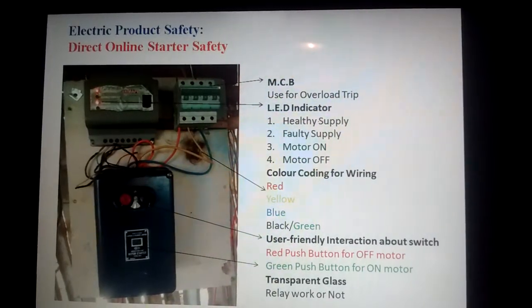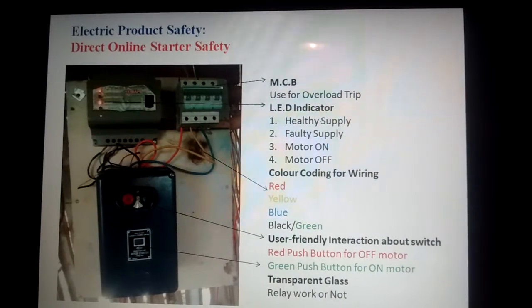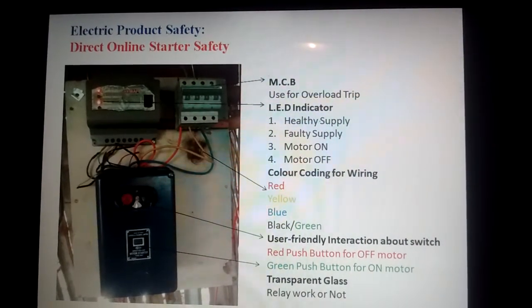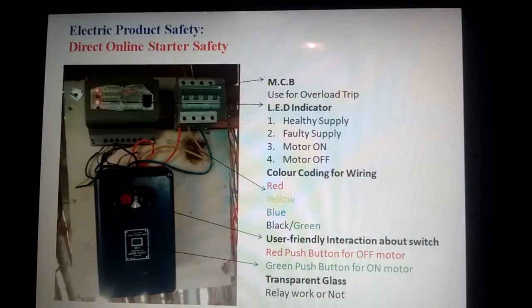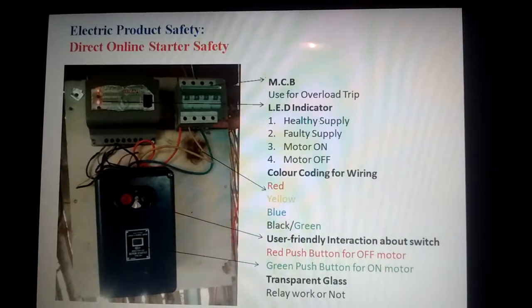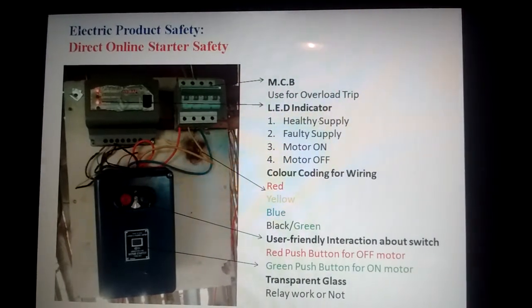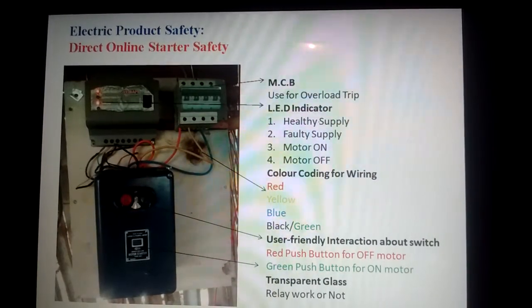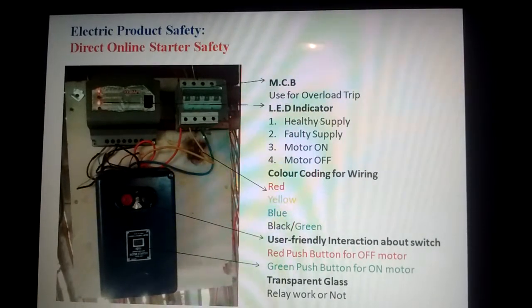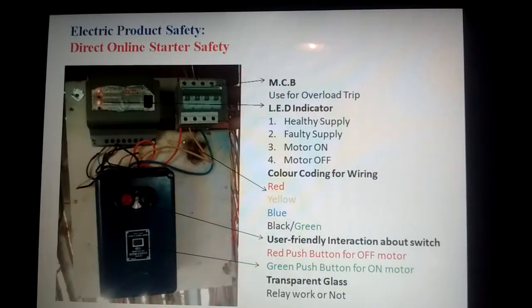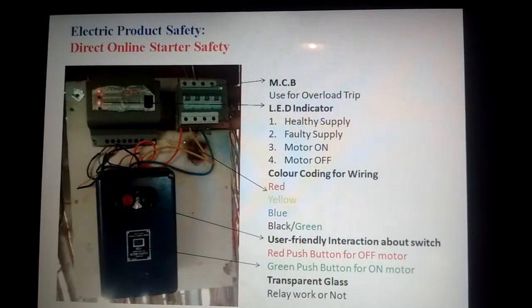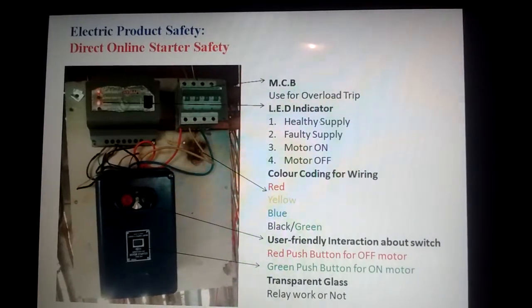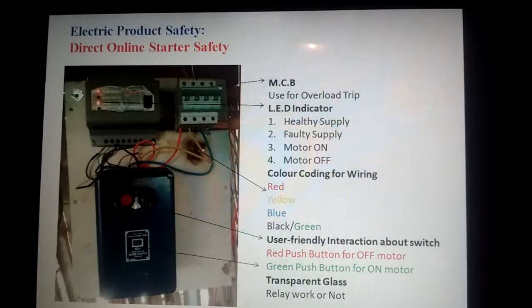Then here four LEDs are present, and these LEDs indicate the supply is healthy, the supply is faulty, the motor is on and the motor is off. The displays indicate the safety about the motors and the supply. Then different color codes are present for the wiring, for clockwise and anti-clockwise directions of the motors. Red, yellow, blue, black, or green indicate the RYB.